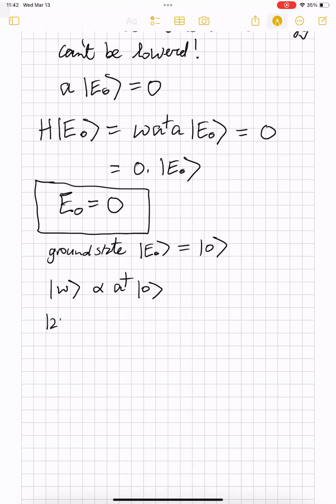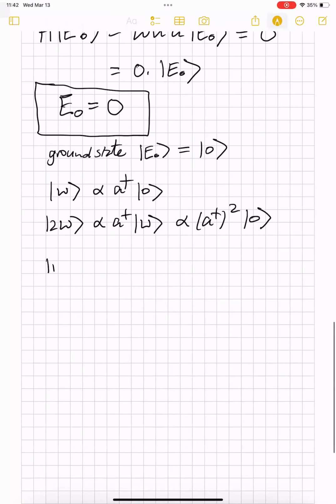The state 2 omega will be proportional to A dagger on omega, which is proportional to A dagger squared on naught. And the state n omega will be proportional to A dagger to the power of n on naught. So we give the state n packets of energy. We act with A dagger n times. Now, the reason why I was saying proportional to here is that these states are not normalized.